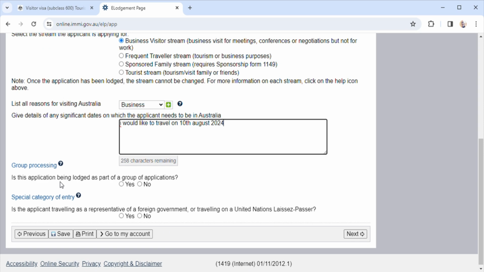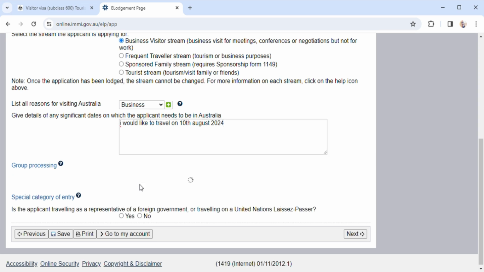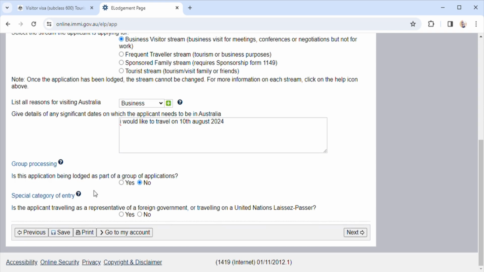Is this application being lodged as part of a group? If you're applying as one person, you say no. If you are going alone, you will say no. That means you are going to travel as one person. You understand? If you are going with many people, you say yes and you follow the procedure, because when you say yes, they will ask you to describe the people who are accompanying you. Is this applicant traveling as a representative of any foreign government? You will say no. Then we say next here.